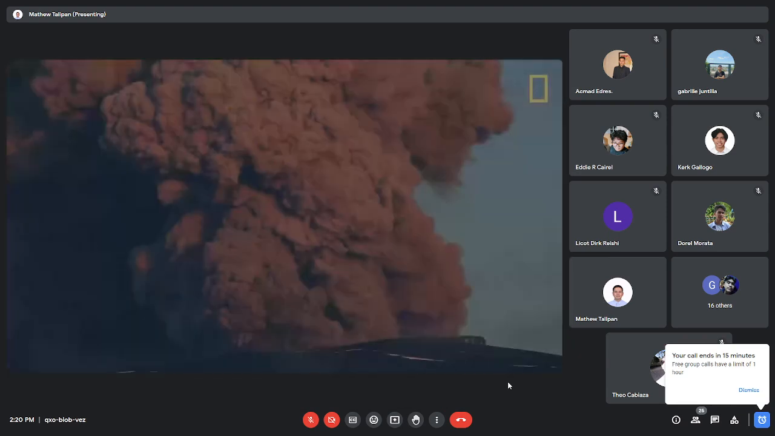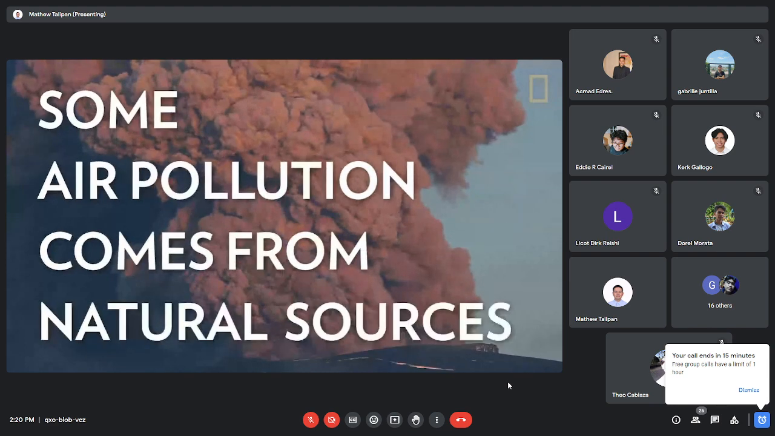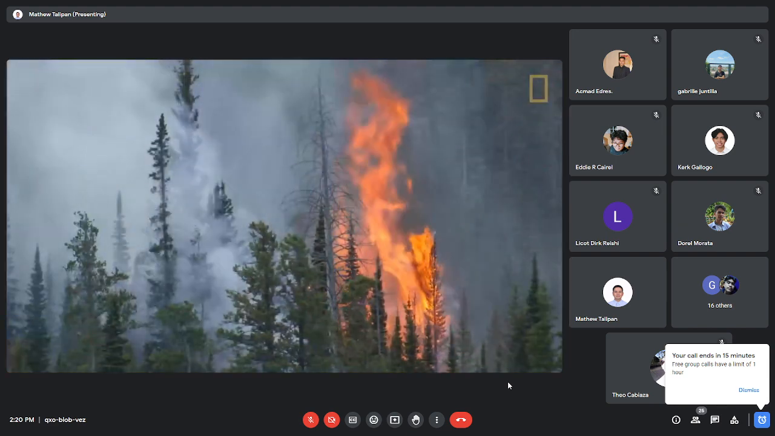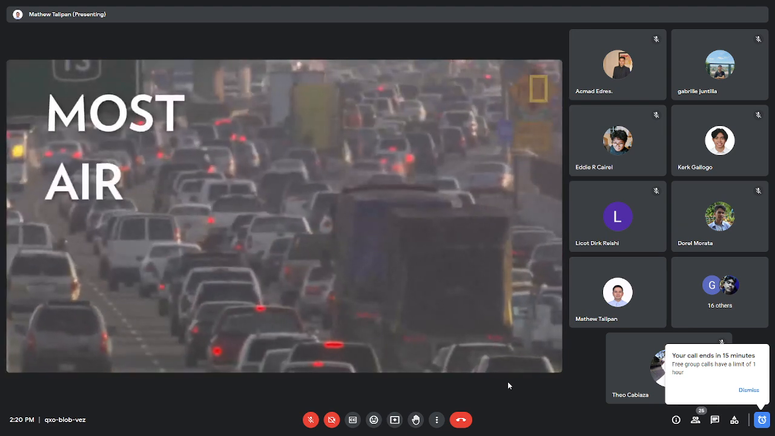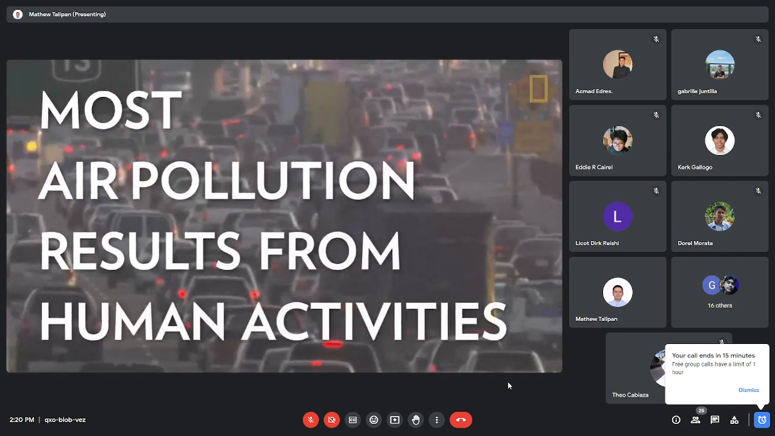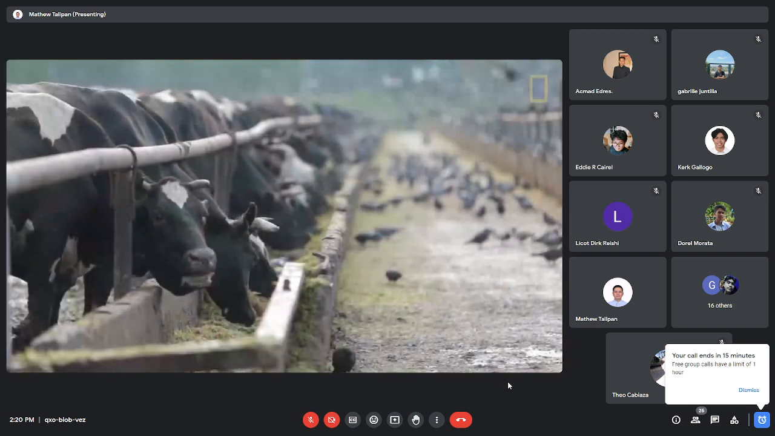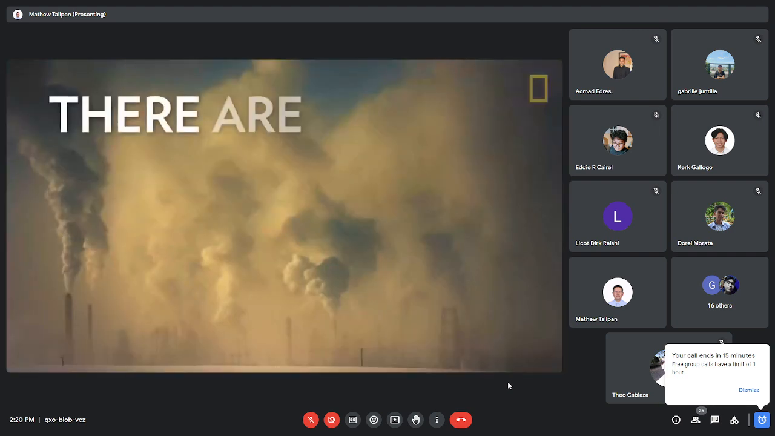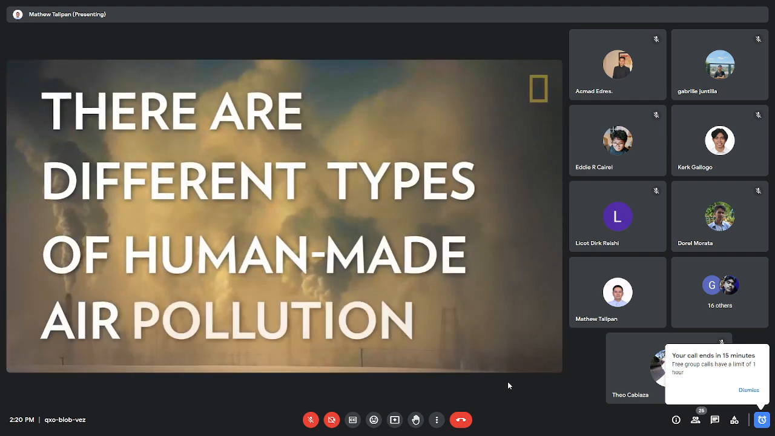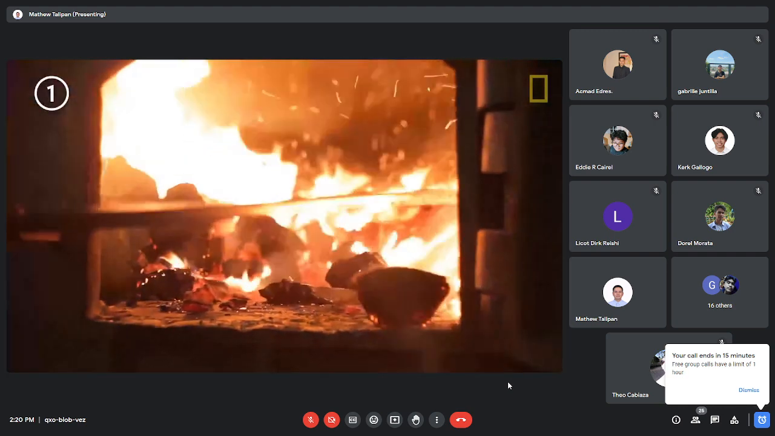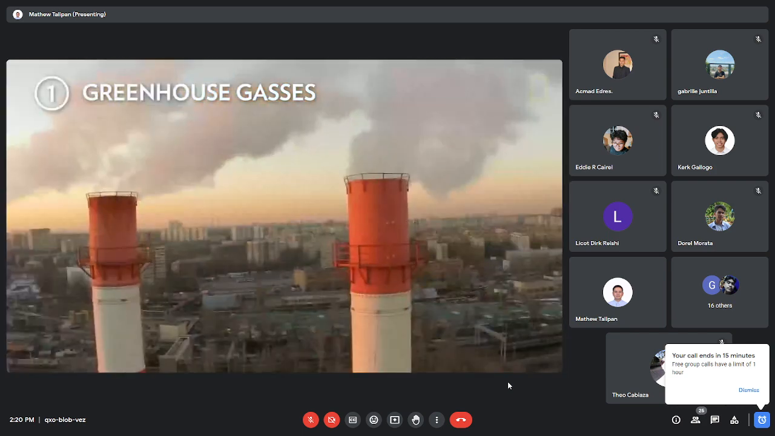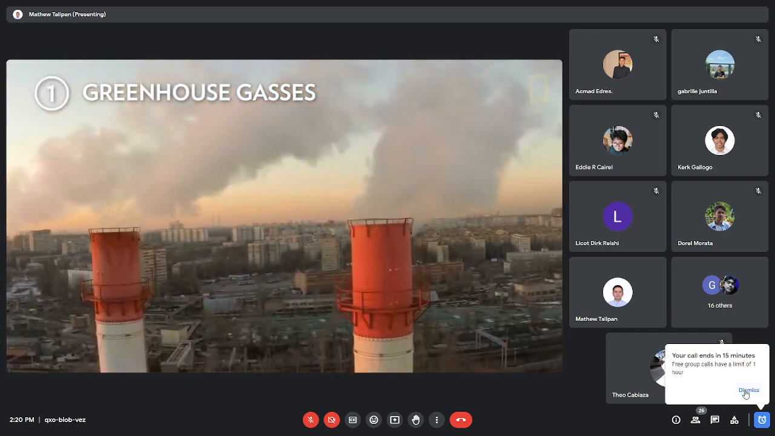Some air pollution comes from natural sources like volcanic eruptions, wildfires, or allergens. But most air pollution results from human activities such as energy use and agriculture. There are different types of human-made air pollution. When we burn fossil fuels to produce energy, they release greenhouse gases into the air.